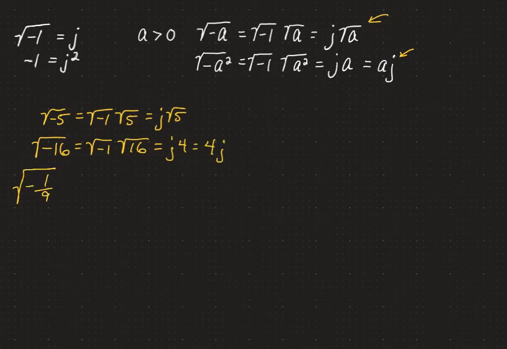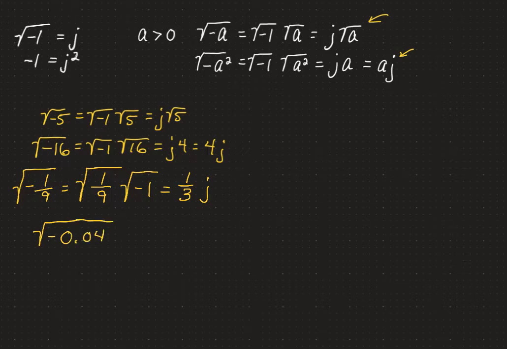Since the j comes last, you could also recognize that the square root of -1/9 is the same as the square root of 1/9 times the square root of -1. And when you take the square root of 1/9, you get 1/3. The square root of -1 is j, and it's already in the right order. Either way it works.